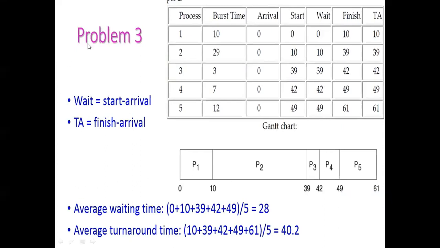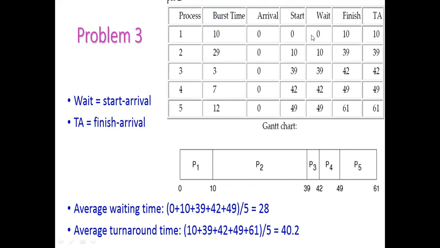Next, we'll proceed with problem 3, where the CPU burst times are given for the processes P1, P2, P3, P4, P5, and the arrival time is 0 for all the processes. We need to calculate the start time, waiting time, finish time, and the turnaround time. As usual, the waiting time is calculated from the difference of start time and the arrival time, and turnaround time is calculated from the difference of finish time and the arrival time. The solution is depicted using the Gantt chart.